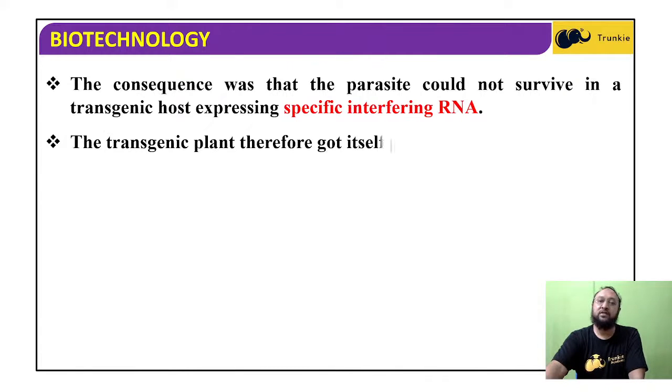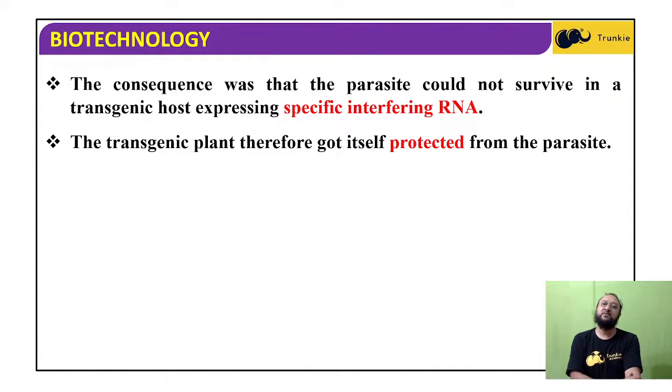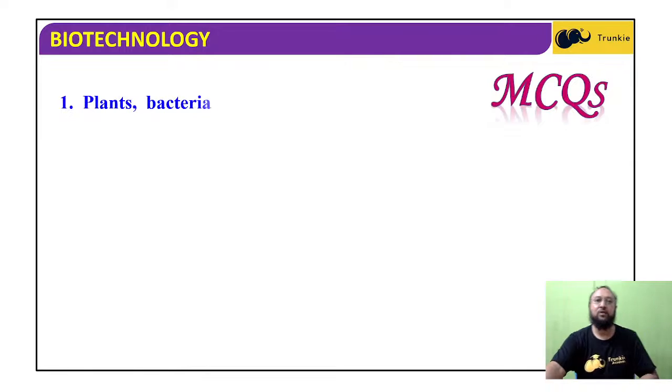The consequence was that the parasites could not survive in a transgenic host expressing specific interfering RNA. So the parasites, the different kinds of worms, were not able to survive because of this specific interfering RNA. The transgenic plant therefore got itself protected from the parasite. Okay, now we'll go through some questions.